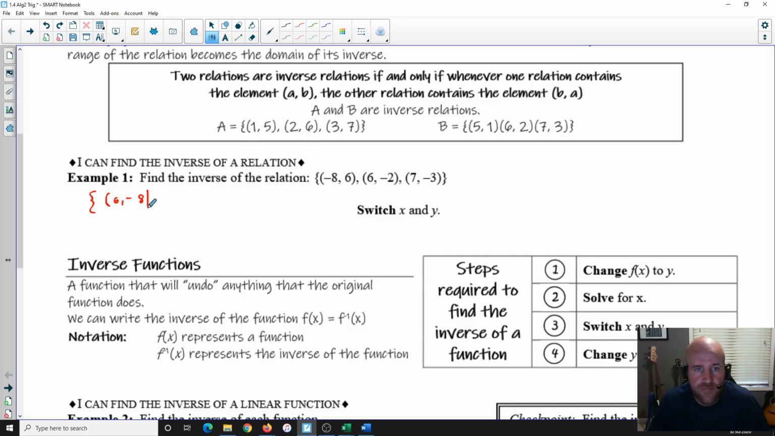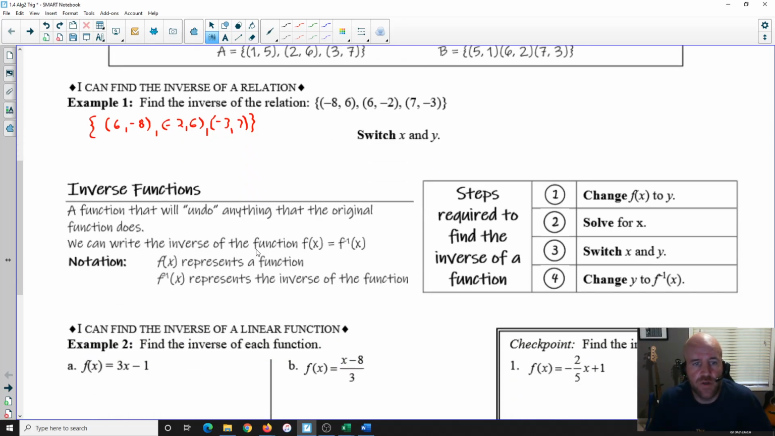And then the next one, oh, that was bad. Sorry. 6 and negative 8. And then the next one would become negative 2 and 6. And then the last one would be negative 3 and 7. So we close it with that bracket. And that's it. So that is just taking a relation and finding the inverse of the relation.